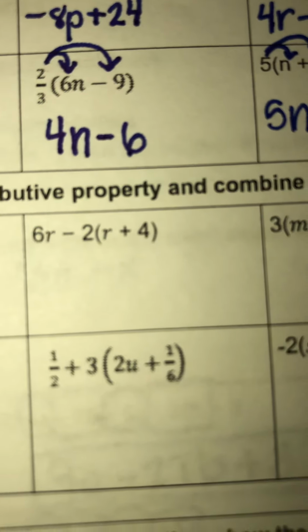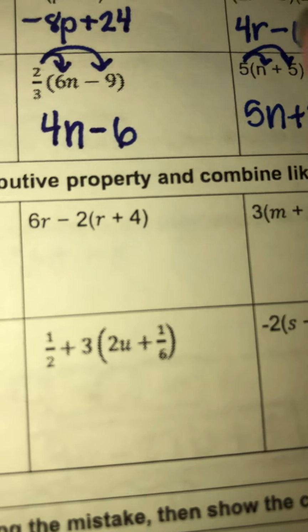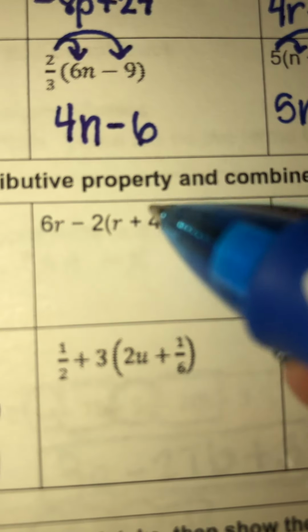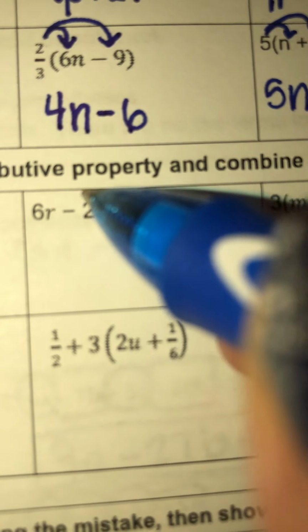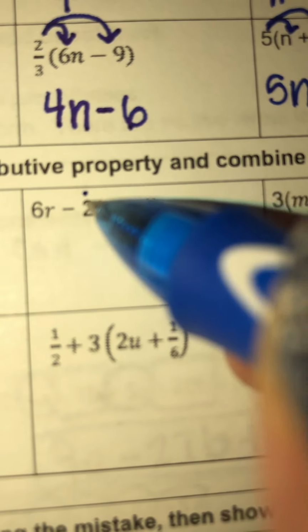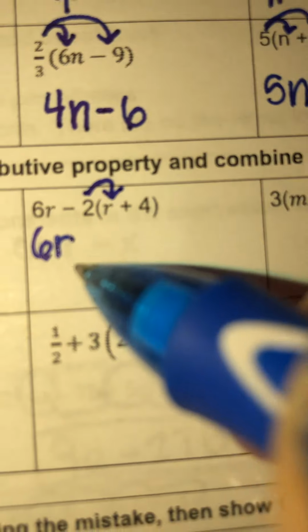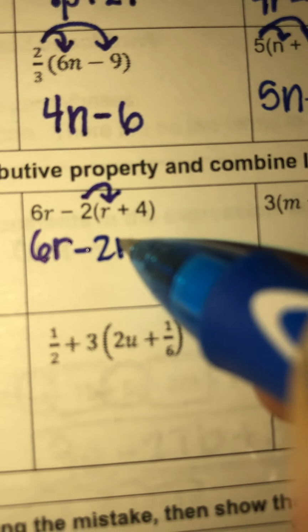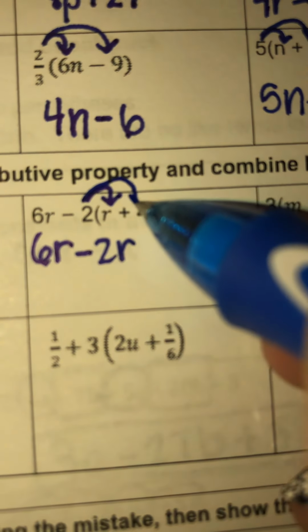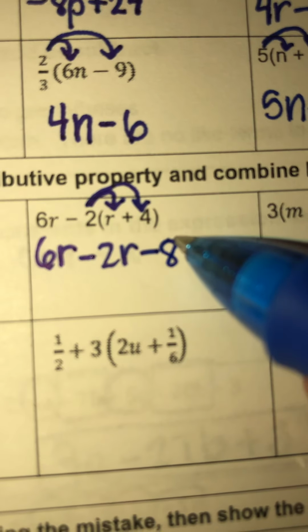Alright, next one: 6r minus 2 times r plus 4. This one's a little bit more tricky because of this minus sign. Again, I'm going to get rid of the parentheses first. I cannot do r plus 4, so I'm going to distribute this right here. Now, this is not a positive 2. This is a negative 2 times r. So I'm going to write down this 6r first. Negative 2 times r is negative 2r. And then negative 2 times 4, please use your calculator, negative 8.